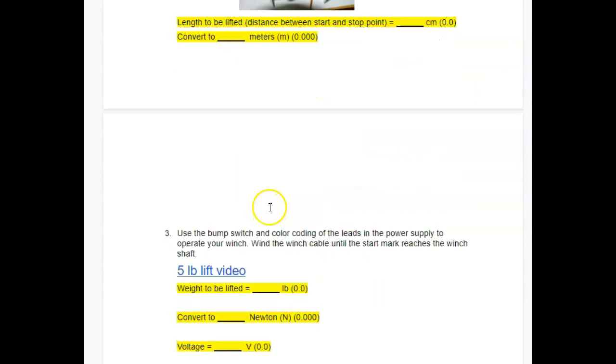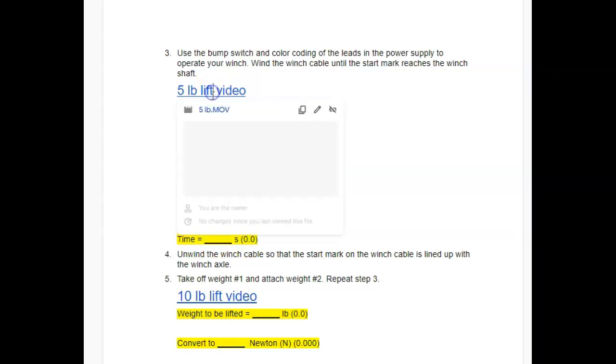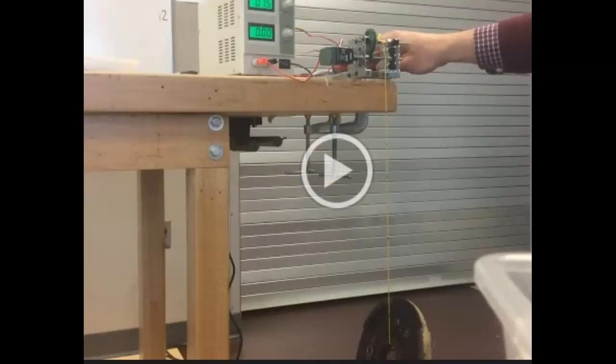Then what happened is we would use this bump switch, push down the button, and start lifting it. We need to figure out the weight, how many newtons it was, and then we need the voltage and current, and how long it took to lift it. So when we look at this 5 pound, we can watch the video here to see what actually happened.